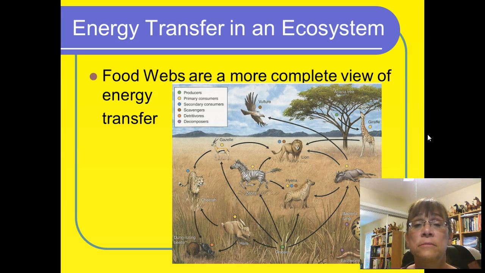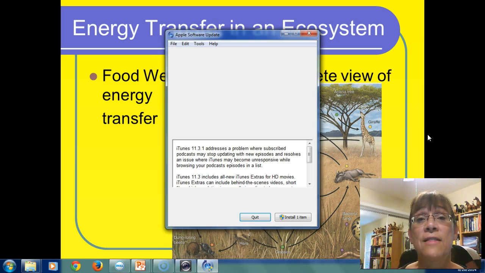Food webs are a more complete view of the energy transfer. Normally, organisms do not feed or gain energy off of one other organism. They offer a variety of food sources, just like you. You don't just eat carrots. You don't eat just hamburgers. You eat a well-balanced meal, or hopefully you do. And organisms in an ecosystem, they eat more than one other organism as well.